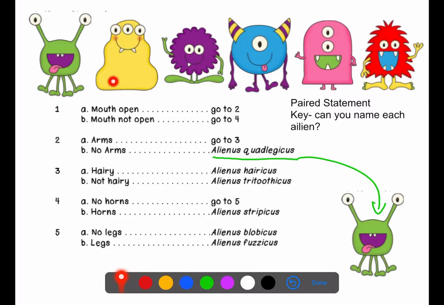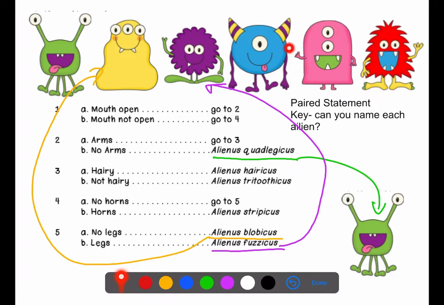So for this alien here, we have to decide, is the mouth open or not? The mouth is not open, which means we go directly to number 4. Horns or no horns? He doesn't have any horns, so we will go to number 5. And legs or no legs? He has no legs. So this means that he is Alienus blobicus. Looking now at this little alien here, is it mouth open or not? Mouth's not open, so we go to number 4. He has no horns, so we go to number 5. And he has legs, so he is Alienus physicus. Looking at the little blue alien, his mouth is not open, we go to number 4. He has horns, which gives you his name, so he's Alienus stripicus.